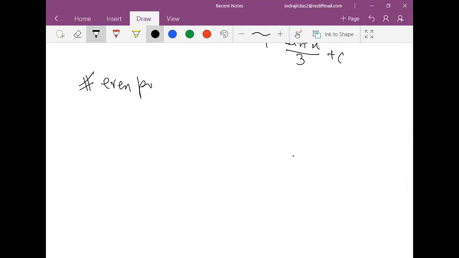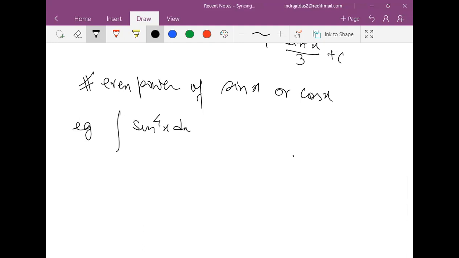Now even power of sine x or cos x, what will be the result? Even power of sine x and cos x can be solved by taking some multiple angle formula. For example, sine to the power 4 x dx. Now there are many methods. One basic method is to write sine square x whole square. If it is sine to the power 6, then it will be sine square whole cube. If it is 8, sine square whole to the power 4, that will be a very big one.